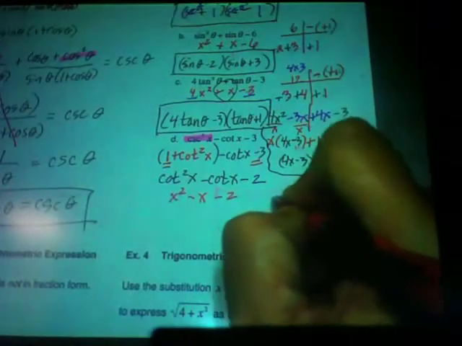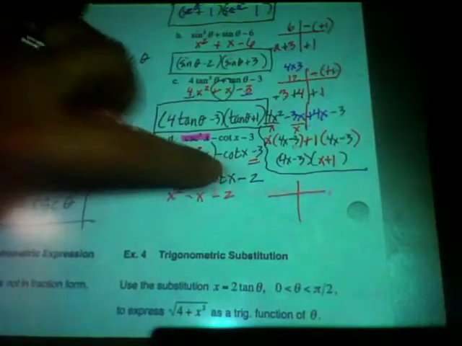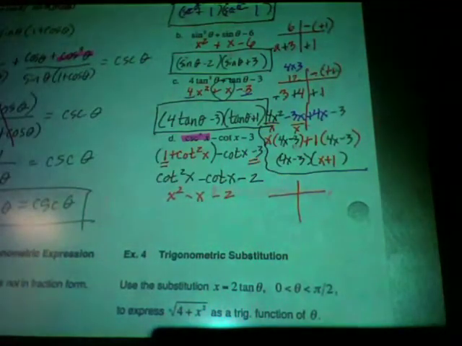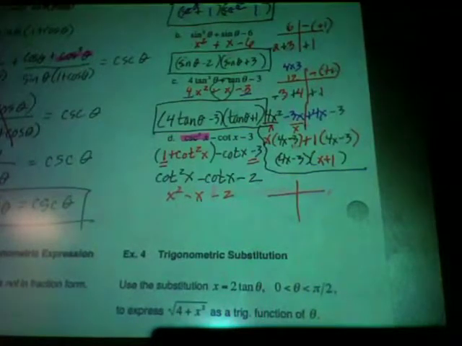Wait, isn't the x squared x? Or x squared tangent? I'm replacing cotangent of x with just an x. Okay? I know the x's are confusing, so if you want to use y's, you can use y's.